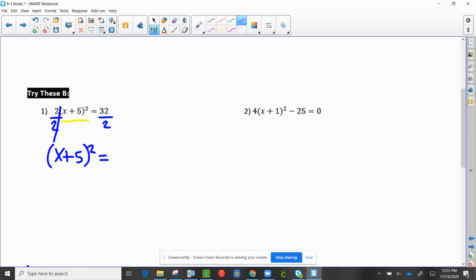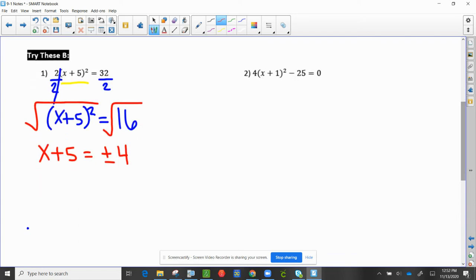squared is equal to 32 divided by 2 is 16. So now, to get rid of that square, I need to square root both sides. So I'm left with x plus 5 equal to plus or minus 4. So here's where our two equations come in. We're going to have x plus 5 equal to positive 4. But we also need to set up an equation with x plus 5 equal to negative 4. So that's equal to plus or minus. And now we just solve each of these separately.